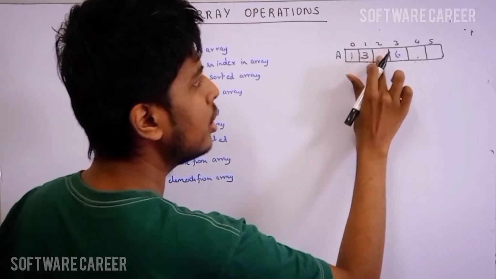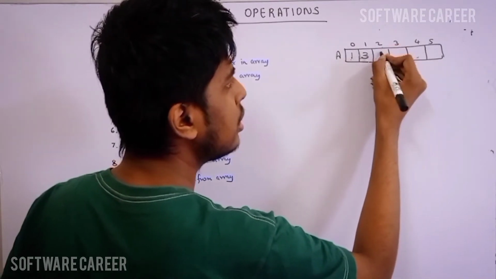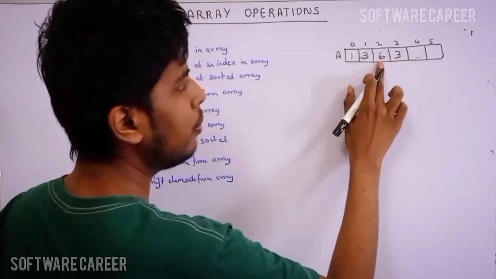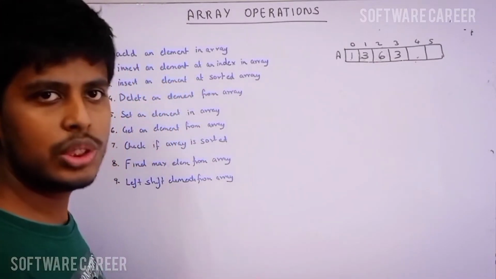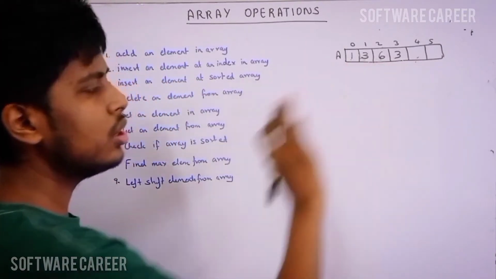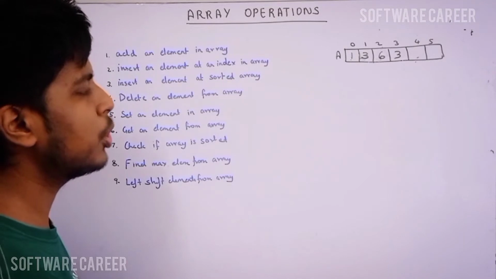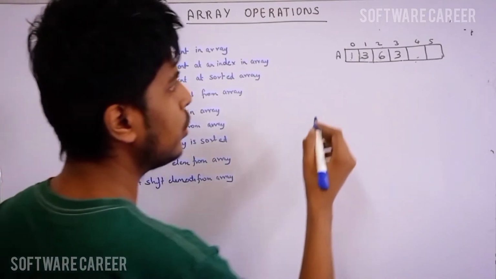Suppose here 6 is there and here 3 is there. You're comparing whether 6 is less than 3. No, it's greater than 3. So you can see it's not sorted. So this is the procedure. Now let's see how to write the code.